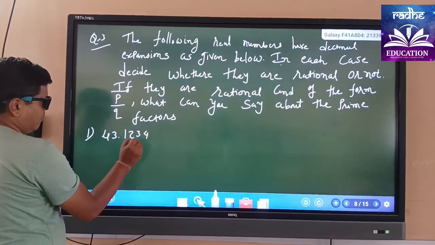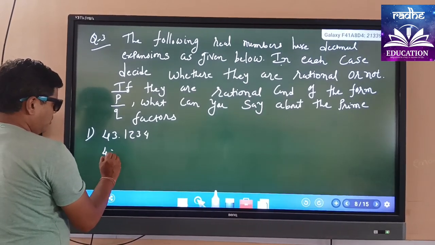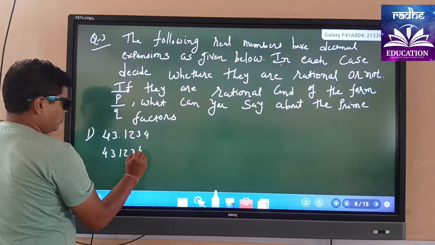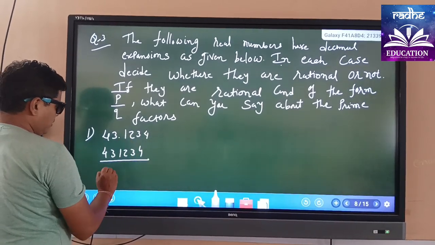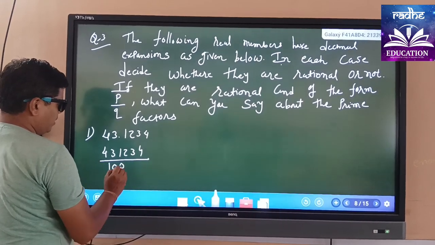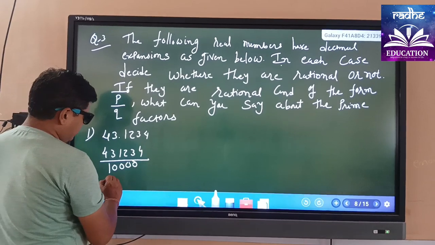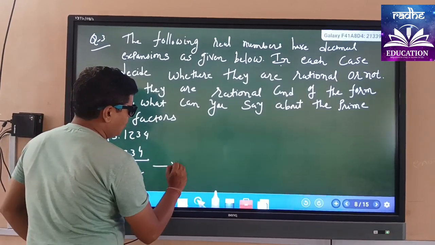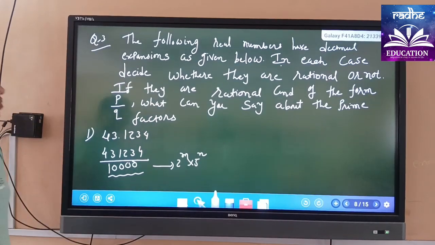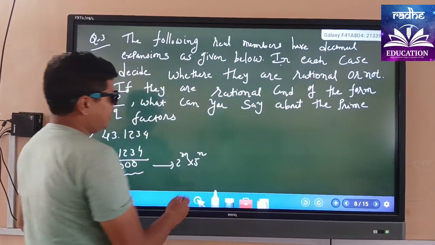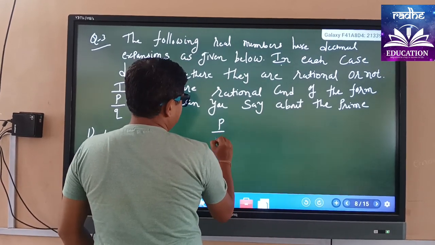So the simple thing is that we can write here 1, 2, 3, 4 decimal places. So in the denominator we can write what? 10,000 here. Okay, so you can see the denominator we can represent in the form of 2 raised to m into 5 raised to n. So we can say that here p by q is a rational number.